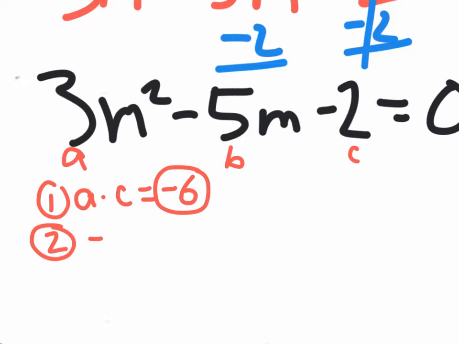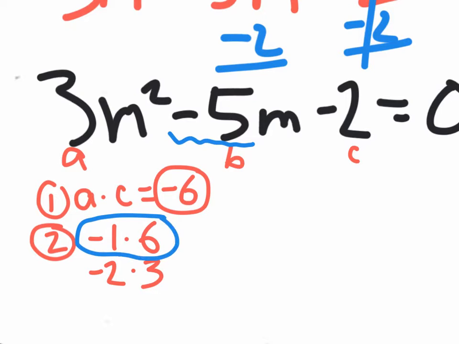How could I get negative 6? It's either negative 1 times 6 or negative 2 times 3. So which pair of numbers actually gives us the middle value B, which is negative 5? Well, that would be these two pair of numbers. However, if you add negative 1 plus 6, you get a positive 5. And we know that this is supposed to be a negative 5. So we have the right numbers, we just have the wrong signs. So I'm going to put a plus right here and a negative on the 6. I'm going to change both signs.